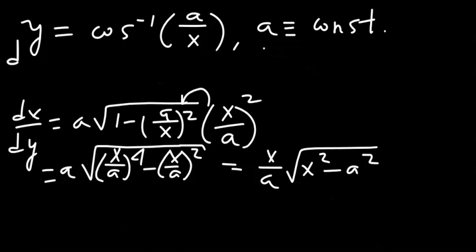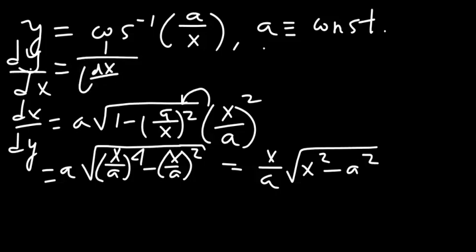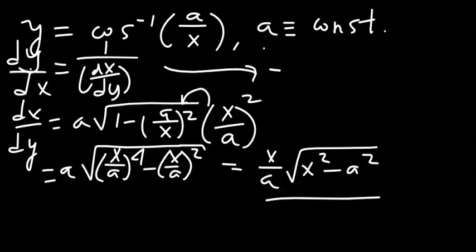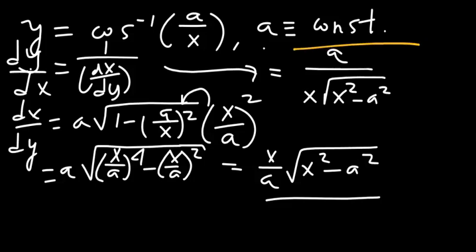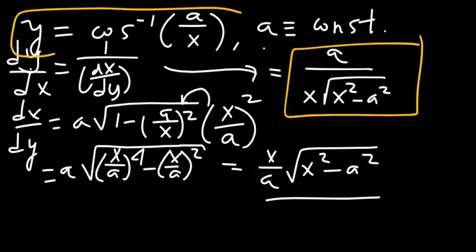What we are interested in is dy/dx, and that is 1 over dx/dy. We already know what dx/dy is, and that is that. So taking the inverse of that is quite simply a over x square root of x squared minus a squared. And this is the answer for the differentiation of y with respect to x, where y is given by that function.